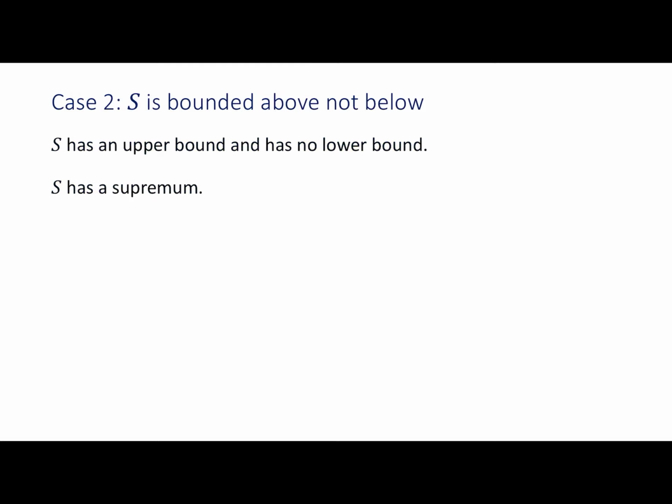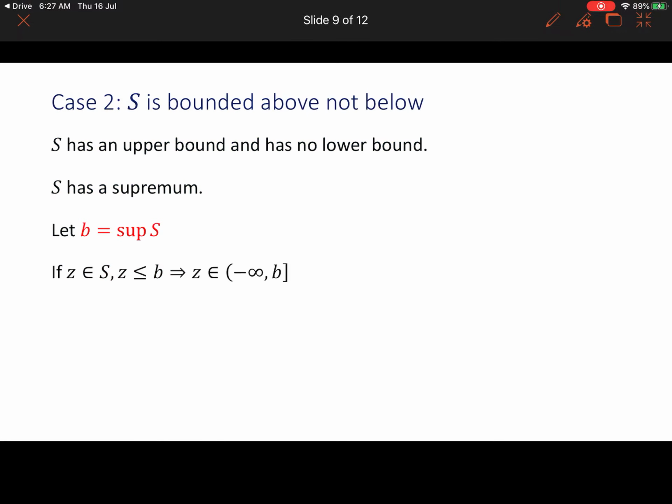Here we have taken S is bounded above, not below. So S has no lower bound, but it has an upper bound. If there is an upper bound, it will have a supremum. So S has a supremum. I will call that supremum B, and S has no lower bound.